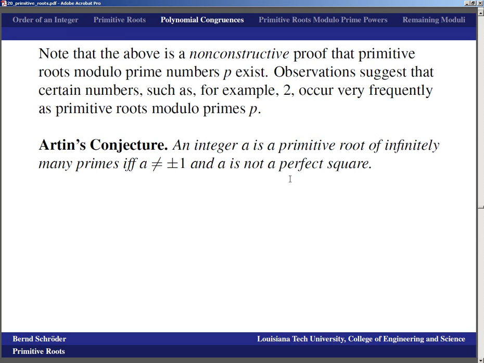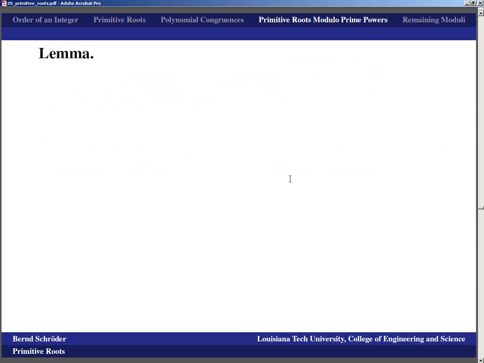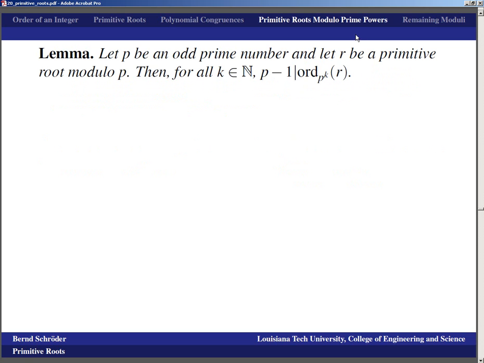What we're going to do now is talk about which types of moduli really have primitive roots aside from prime numbers. Since we already have primitive roots with respect to prime moduli, the next natural step is to look at prime powers. We take an odd prime number, and we're going to take powers of 2 separately because they will behave differently. So take an odd prime number p and r a primitive root modulo p.